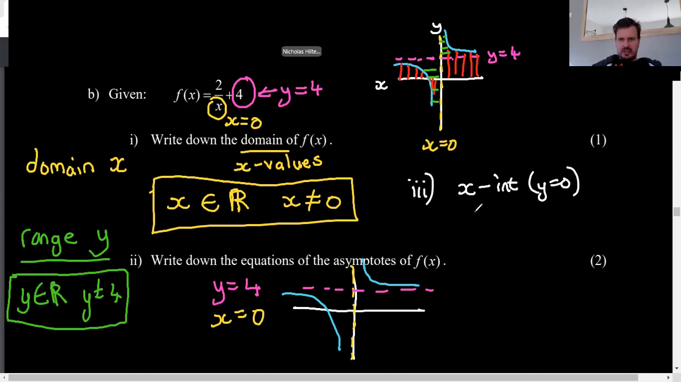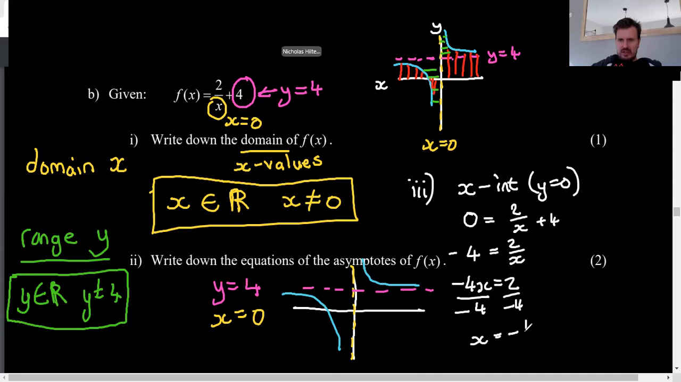And so we get 0 equals 2 over x plus 4. Take the 4 across. Negative 4 is 2 over x. We can now take the x to the top, so we get negative 4x equals 2. To get x by itself, divide by minus 4. We get x equals negative a half. So this value here is negative a half.